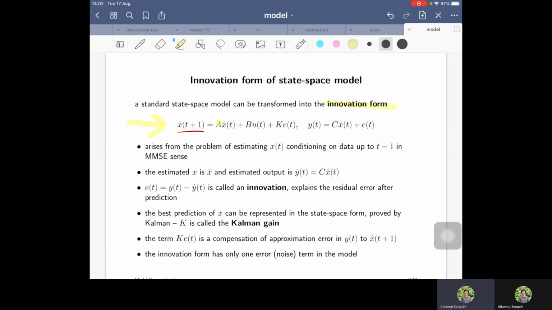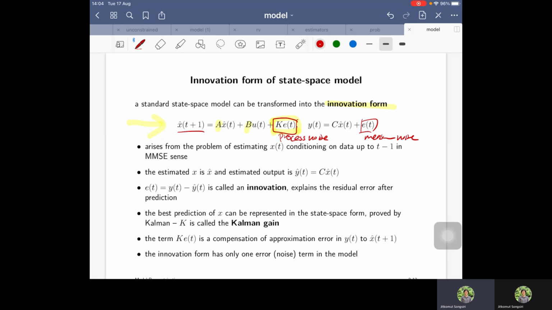And the system dynamic is actually the same as the standard one, A and B, okay? But it has an extra term K times e_t. The whole thing represents the process noise. And if you look at the output equation, y equals C x hat plus e_t. So this is the measurement noise.